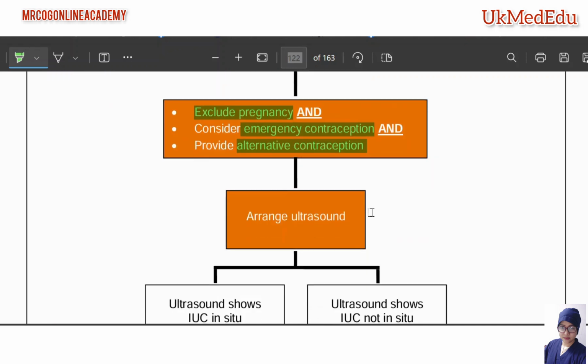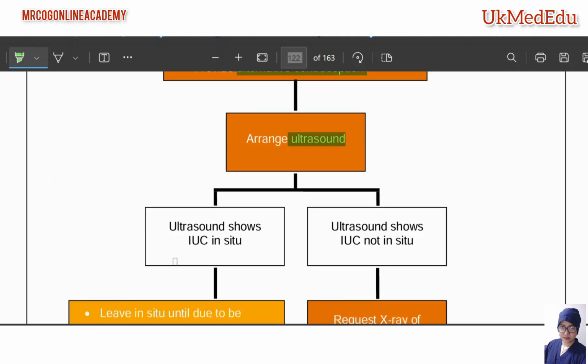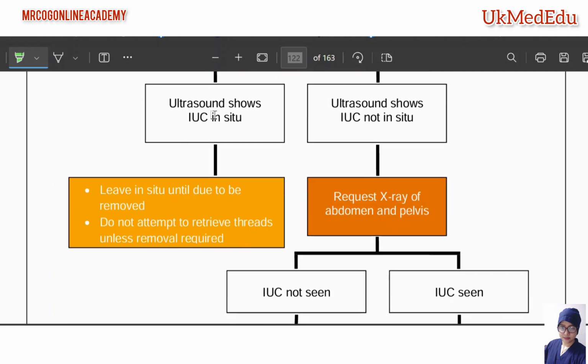Once we have covered these basics, the next step is to arrange an ultrasound to check whether the intrauterine contraceptive is in place or not. If the intrauterine contraceptive is in place, we do not need to remove it unless necessary. So, if the intrauterine contraceptive is in situ, leave it in situ until due to be removed, and do not attempt to retrieve threads unless removal is required. Simply, we leave it in place and reassure the patient.